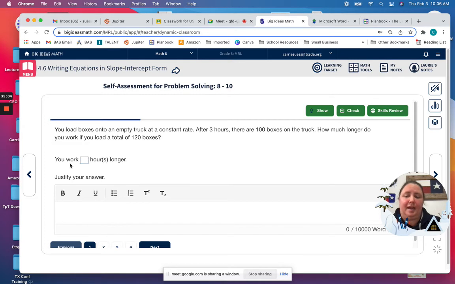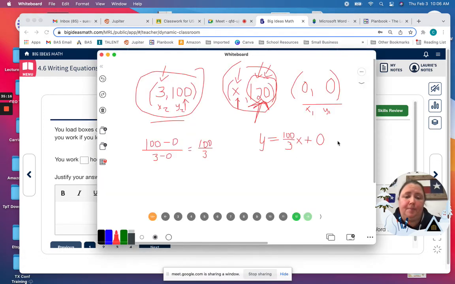Yes. And then the actual question is, how much longer after the 3 hours will it take? But we need to find out how long it takes altogether, and then we subtract the 3 hours we've already worked. Okay? So let's plug in, where would the 120 go? For Y? Yes! So we're going to put it right here. 120 equals 100 over 3 X. Do I need to write that plus 0 at the end? No. It's a waste of time. Good. So, let's solve for X here.